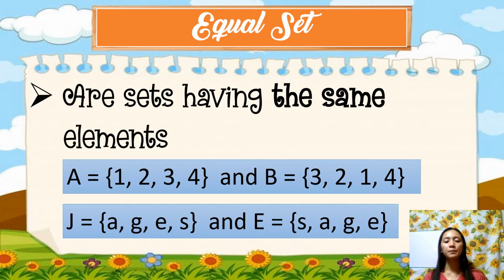The second one, set J, is a set of letters in the word ages, A-G-E-S, and set E is a set of elements from the word sage, S-A-G-E. These two examples belong to what we call equal sets.